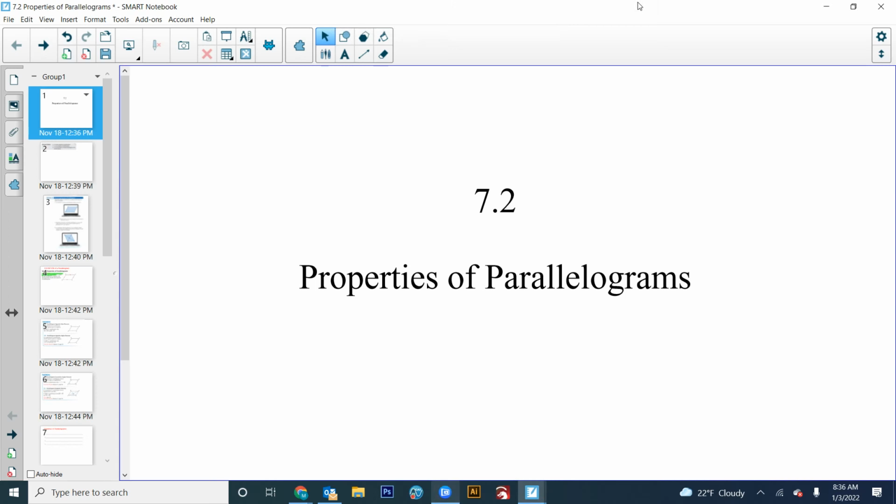which is properties of parallelograms. You have your guided notes. The first thing at the top is called, well, it's not a property, it's more of a definition. Do you see that written up at the top? And there's a line for it.